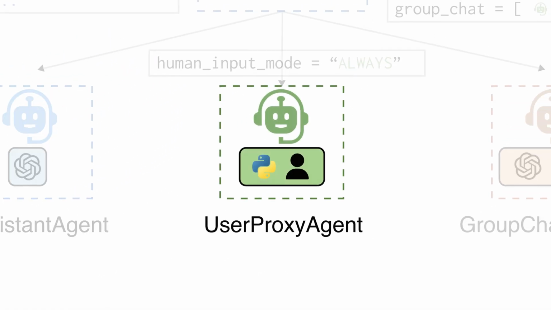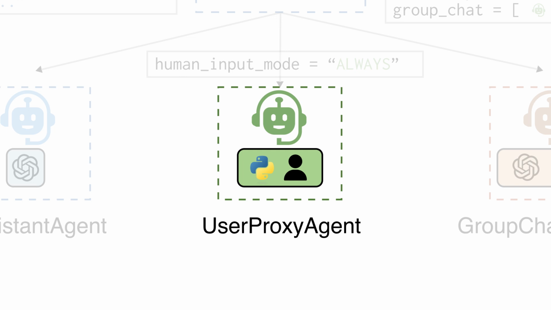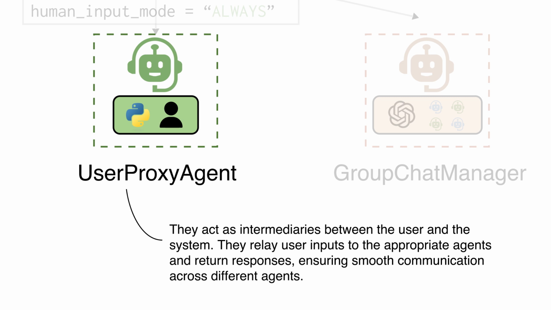Now, there's another type of agent, and it's called the user proxy agent in this framework. And they're exactly what they sound like. They act as intermediaries between the user and the system. So they relay user inputs to the appropriate agents and return responses, ensuring smooth communication across different agents.